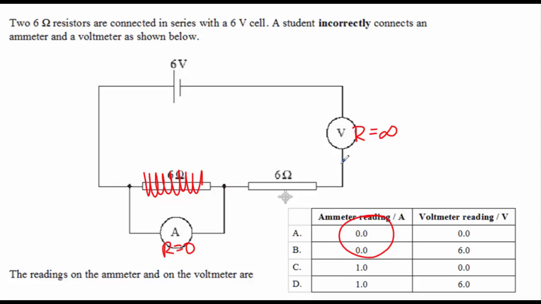The voltmeter reading, well, we've got a potential divider here. And out of that 6 volts, the fraction that goes across the voltmeter depends on the resistance of the voltmeter. And since it's infinitely times as large as 6 ohms, all of the 6 volts will be across the voltmeter. So the correct answer here is B.